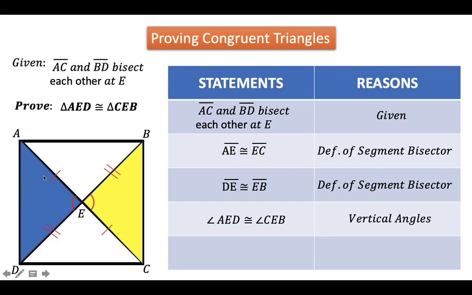So from this information that we have in our statements, that is enough for us to conclude that the two triangles are congruent. Triangle AED and triangle CEB are congruent. For what reason? That is by the side-angle-side postulate. Because the corresponding sides are congruent, the corresponding angles are congruent, and the other two corresponding sides are congruent. Therefore, the two triangles are congruent by the side-angle-side postulate.